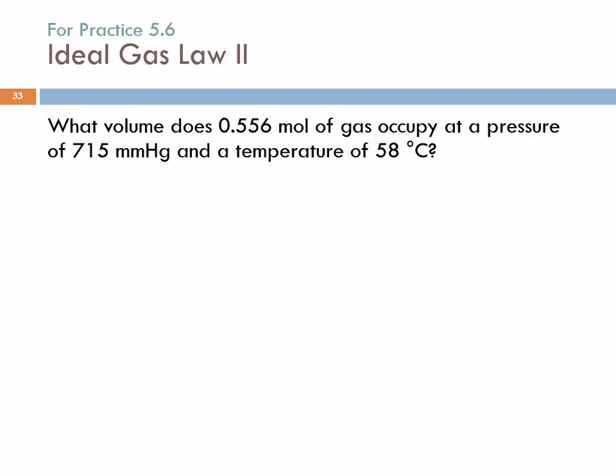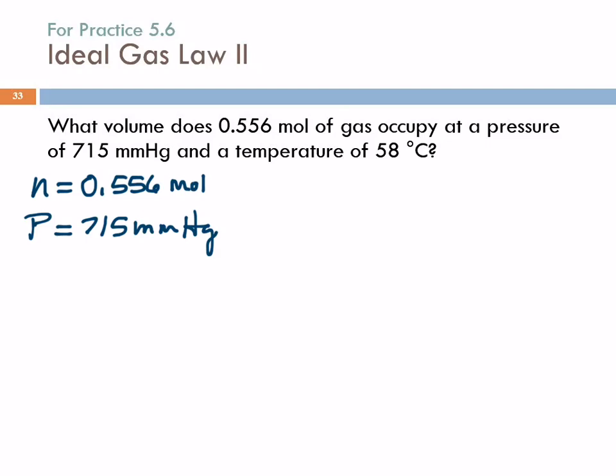What volume does 0.556 moles of gas occupy at a pressure of 715 millimeters of mercury and a temperature of 58 degrees Celsius? So this time, instead of making the table, which I still could do, I'm just going to write things down and label them. Different approach. 0.556 moles. Well, I can tell from the unit that that's n. The pressure is 715 millimeters of mercury, and the temperature is 58 degrees Celsius.